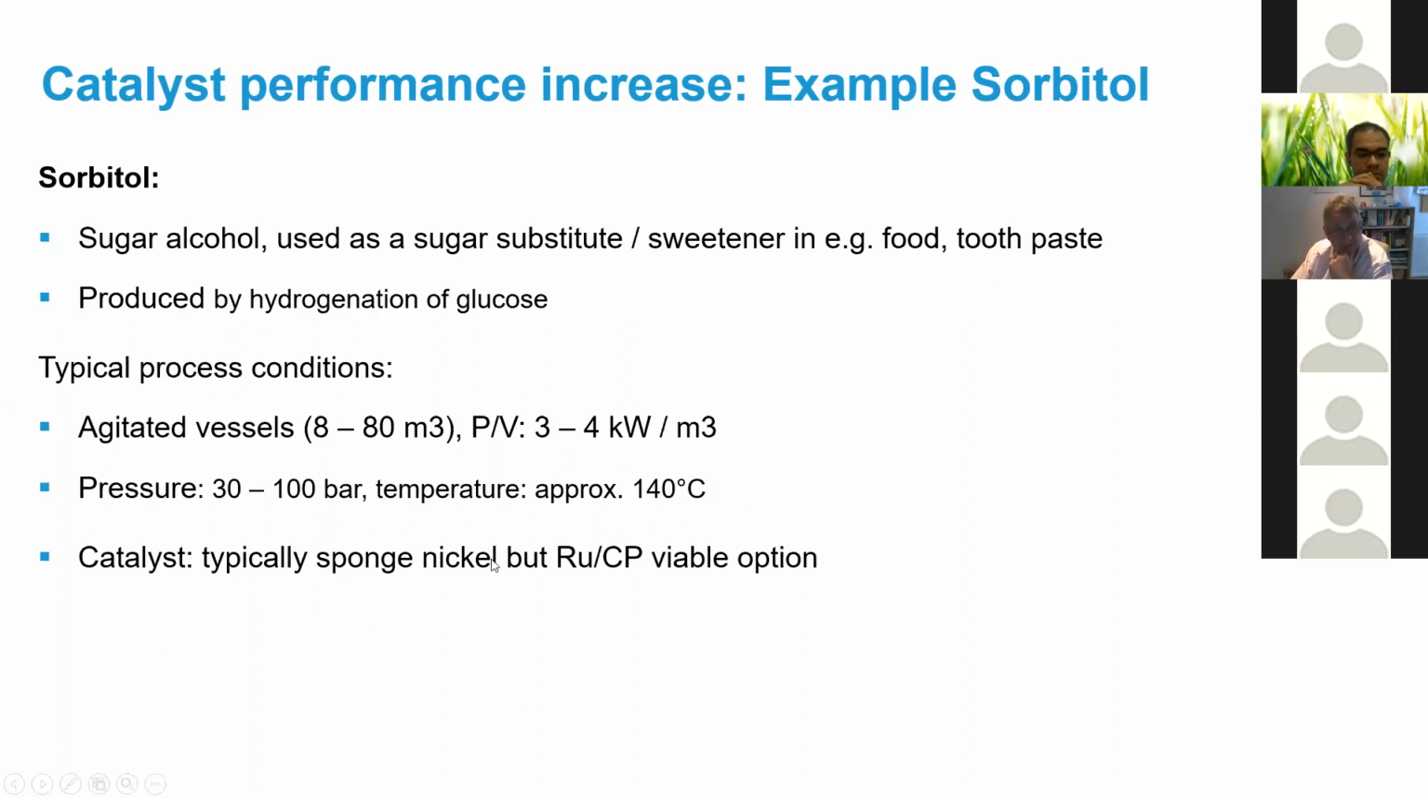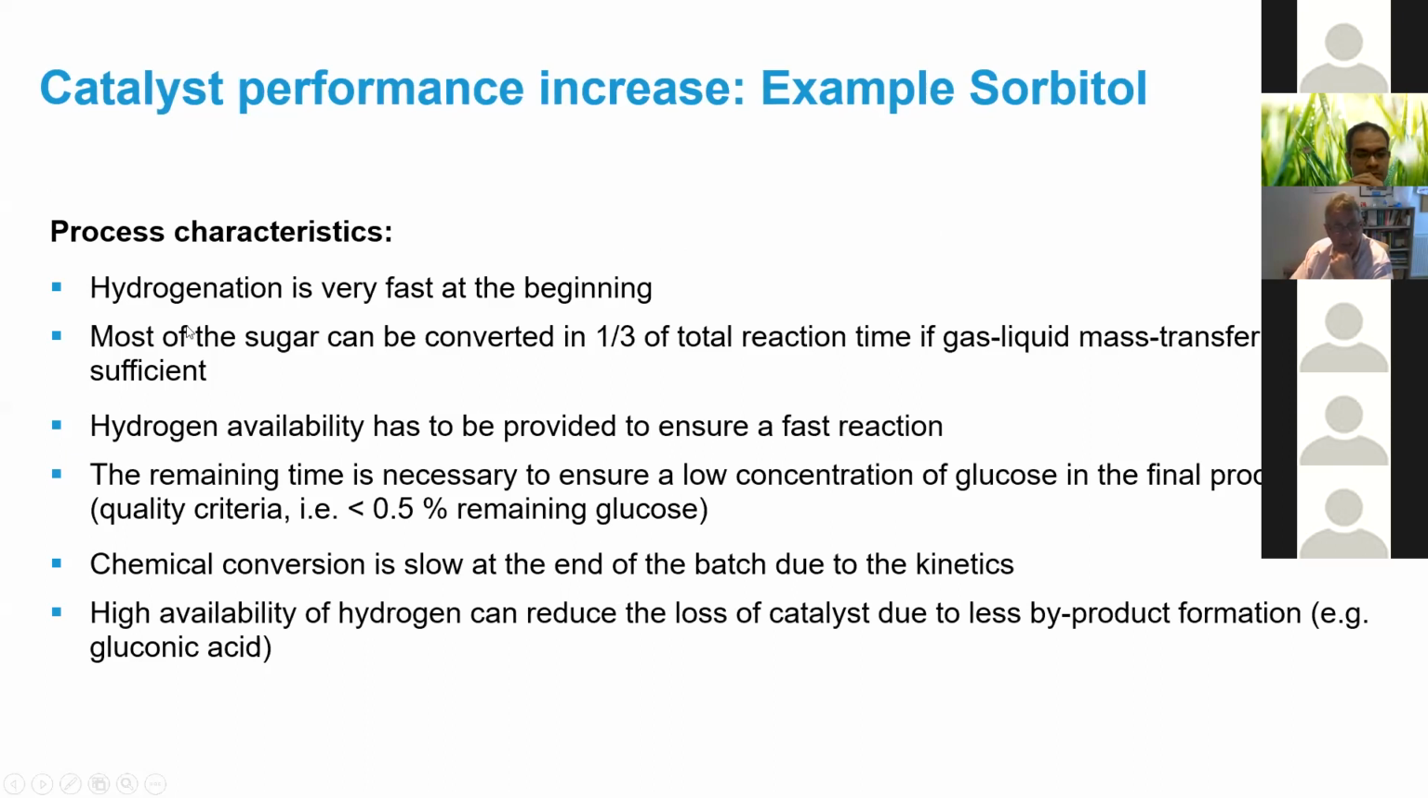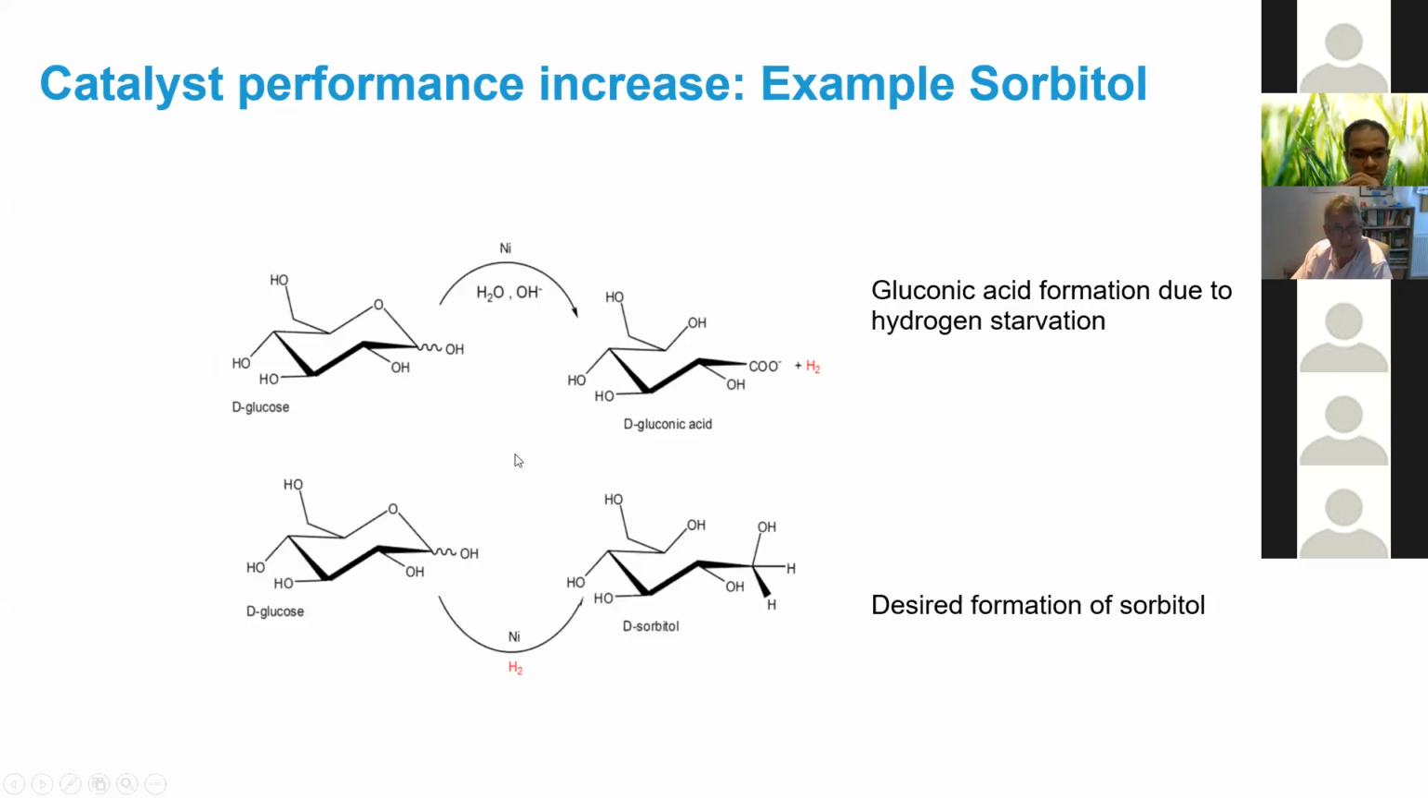Now, the alternative catalyst to sponge nickel is a 5% ruthenium on carbon. What tends to happen using both these catalysts is you get a very fast reaction at the beginning, and most of the sugar is converted in about a third of the total reaction time if you've got good mixing. You have to have good hydrogen availability, as I've mentioned. The remaining time is used as a kind of polishing step to ensure that the low concentrations of glucose are converted.